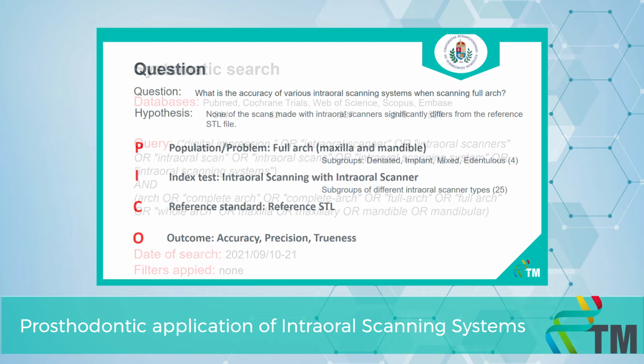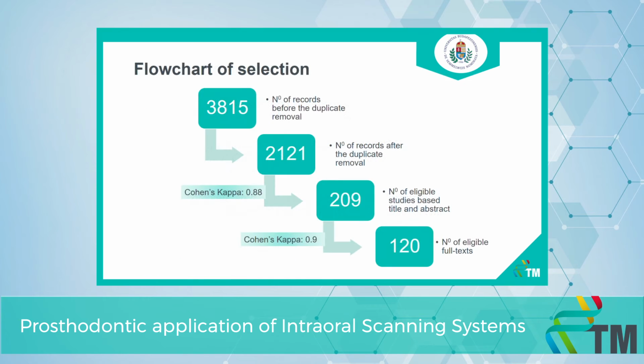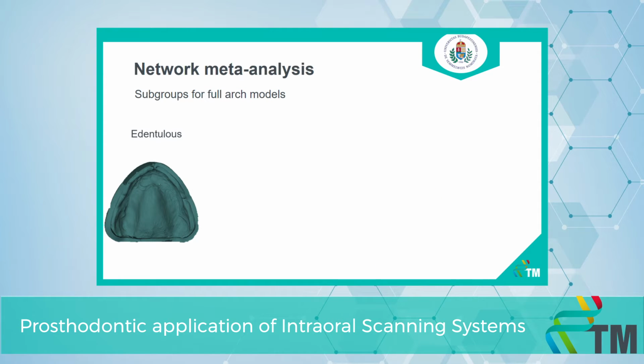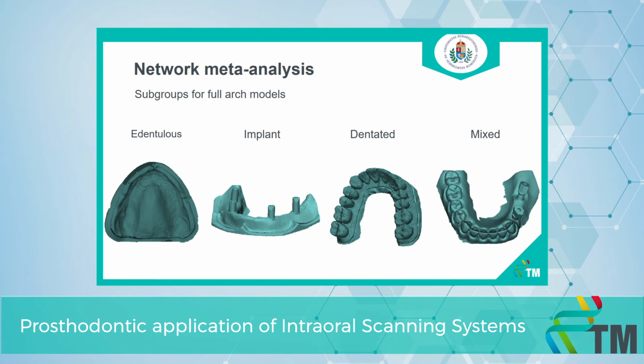In the systematic search, we searched in 5 databases. After the study selection, finally I got 120 eligible articles in the systematic review part and 55 articles involved in the meta-analysis part. So in the subgroups, we had fully edentulous arches, also fully edentulous arches with implants, dentated arches, and partially edentulous arches with implants.